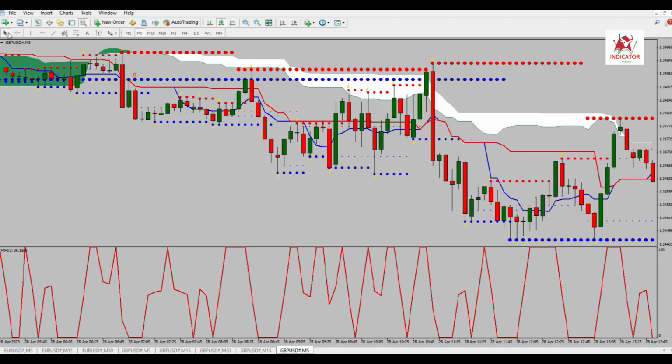Rules for the 2-minute gold mine. Call: 1, price breaks the resistance. 2, money flow index touches 0 level. 3, value chart bullish divergence. If you have all 3 factors, take a 2-minute trade.